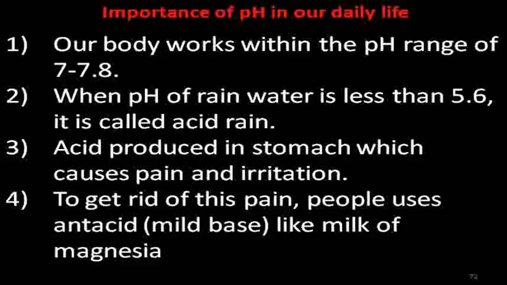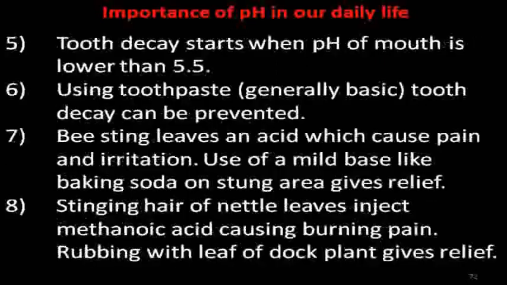Acid produced in the stomach causes pain and irritation. HCl, hydrochloric acid, is produced in our stomach, and if we don't have our food at the right time, it causes pain and irritation. To get rid of this pain, people use antacid, a mild base, which is called milk of magnesia. Already we have seen milk of magnesia is magnesium hydroxide.